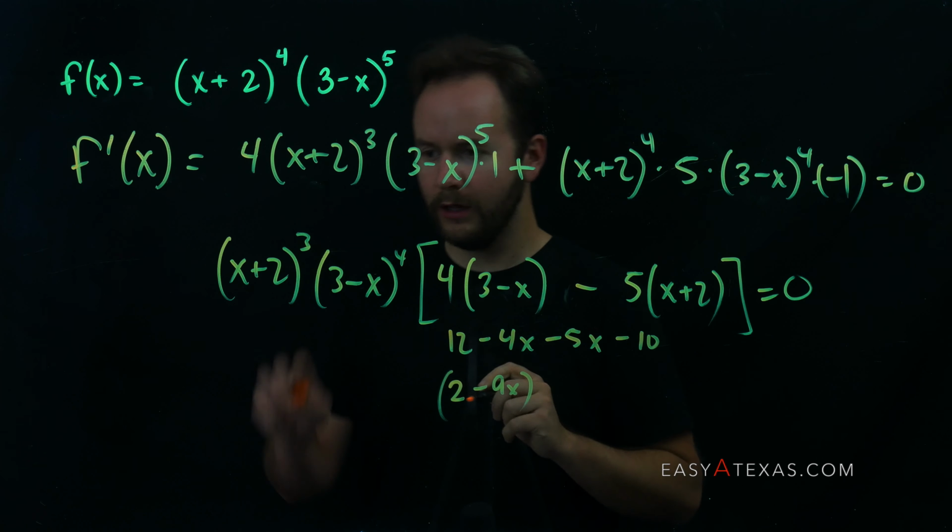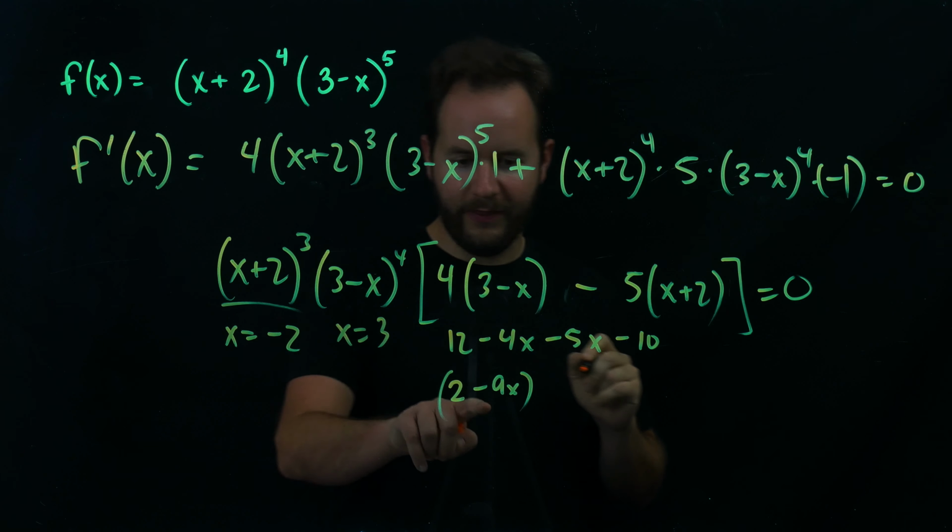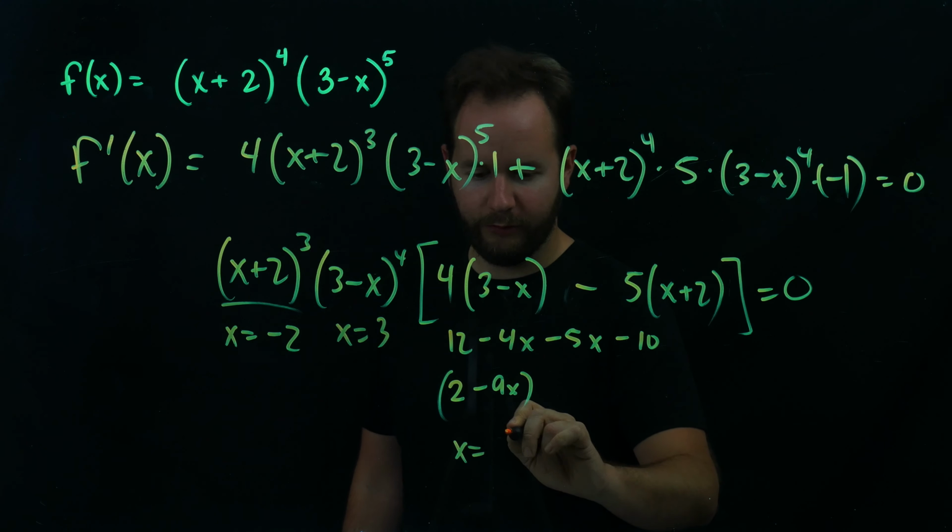Okay. When is this factor equal to 0? Well, this is simple. This is equal to 0 for x equals negative 2. When is this equal to 0? Well, this is equal to 0 for x equals 3. And this term is equal to 0 for x equals 2/9.